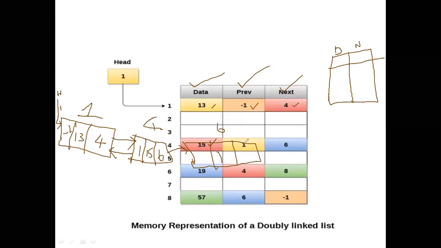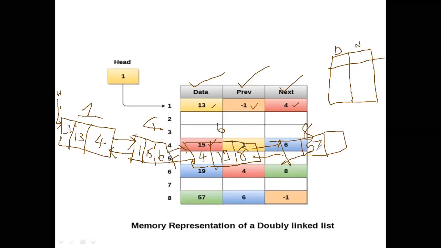16, 6, 19. What is previous? Everybody, please, guys, everybody try to answer. 4, ma'am. 4. What is next? 8. Now understand? Yes, ma'am. One more. This completely we will draw. Now this is my node. What is the address of this? 8. Am I correct, guys? Yes, ma'am.